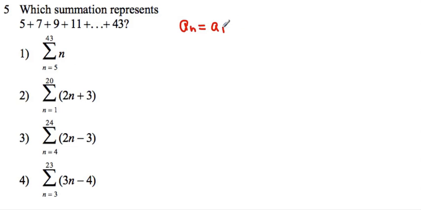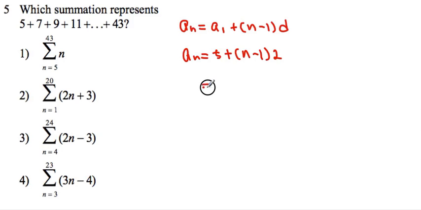So a sub n is equal to a sub 1 plus n minus 1 times d. What is that equal to? So a sub n must be equal to a sub 1, which is the first term, which is 5, plus n minus 1 times d. D is the common difference, which happens to be 2. So we get 5 plus 2 times n minus 1, which is equal to 2n plus 3. So each nth term can be expressed using 2n plus 3.